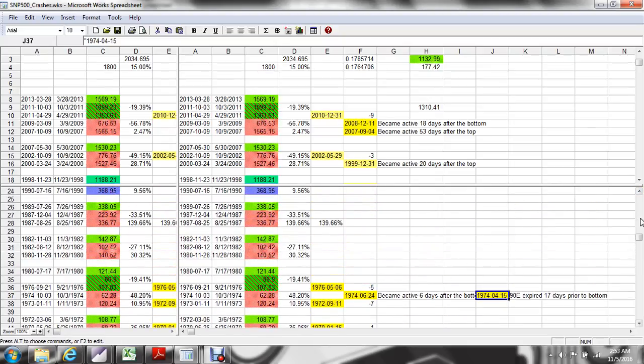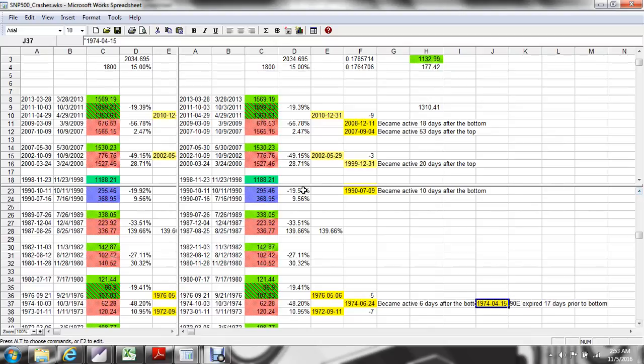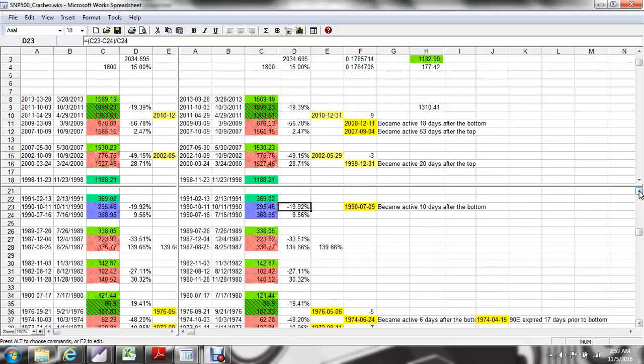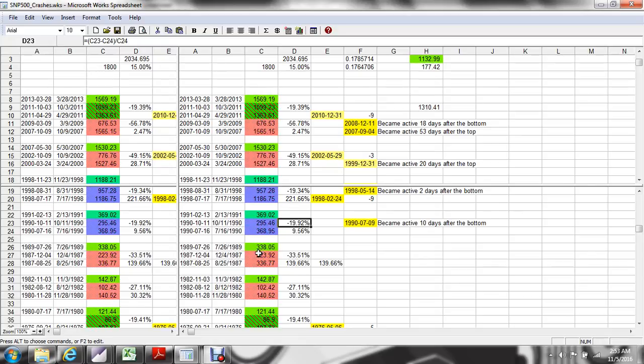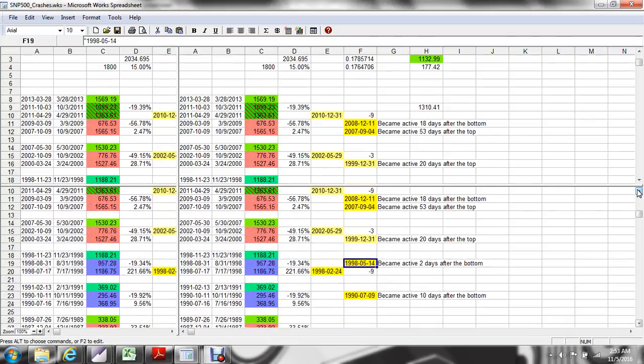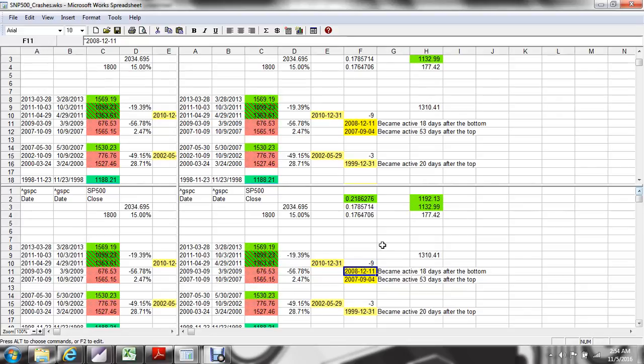And there's only two of the market crashes or near market crashes. These weren't actually market crashes because they only went down 19%, this one and this one. But there's only two of the market crashes where we don't see one of these indicators. Now, you see here it became active 10 days after the bottom. It became active 2 days after the bottom. It became active 20 days after the top. It became active 53 days after the top. It became active 18 days after the bottom. So you can see these indicators happen very close to market tops and bottoms a lot of times.